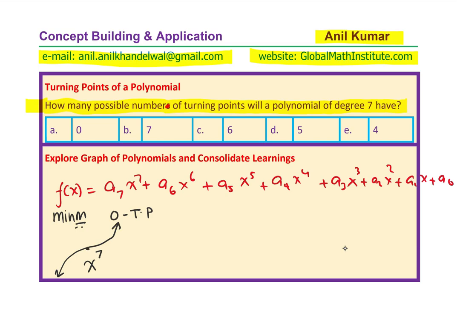Now the question is that maximum is n minus 1, right? So maximum is 6 turning points. Since there are 7 zeros, right? So because there are 7 zeros.